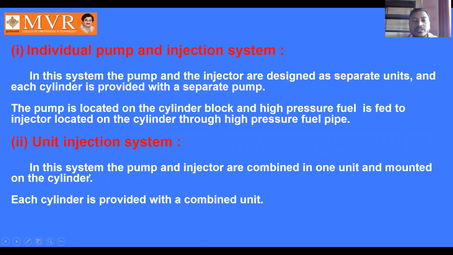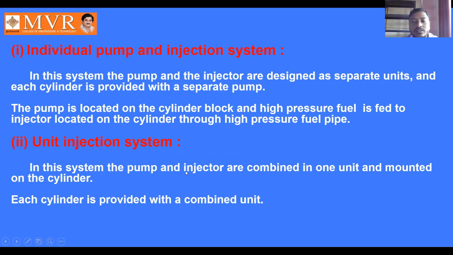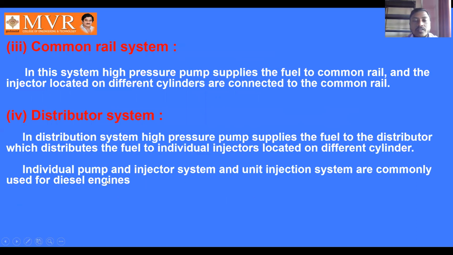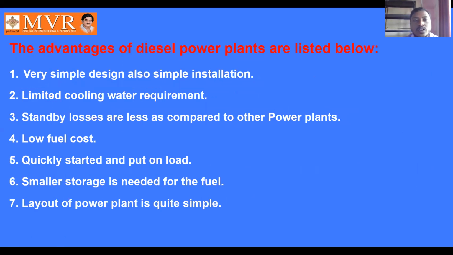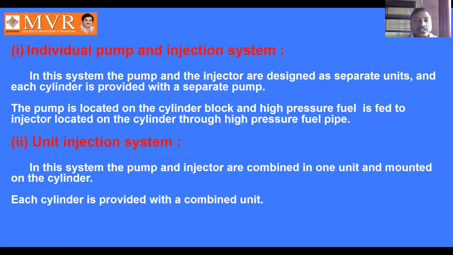In the distributor system, the pump and injector are combined in one unit and mounted on the cylinder. We can observe here how, by using the distributor pump, the fuel is sent into both the units. The individual pump and injector system and the unit injection system are commonly used for diesel engines. This is about the classification of solid injection systems.